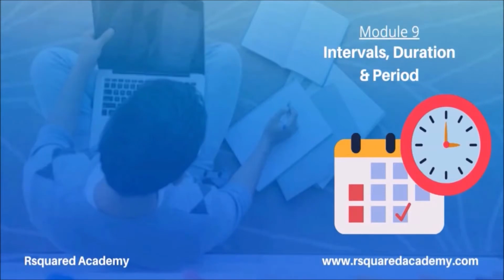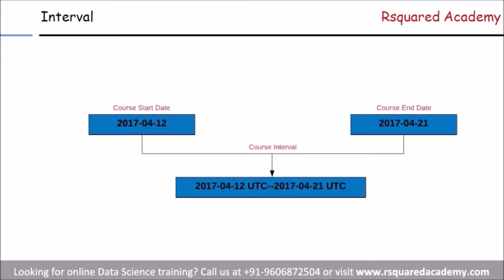In this chapter, we'll learn about intervals, duration, and period. So we'll get started with interval first. Now, an interval is a time span defined by two date times. I'll repeat it. An interval is a time span defined by two date times.